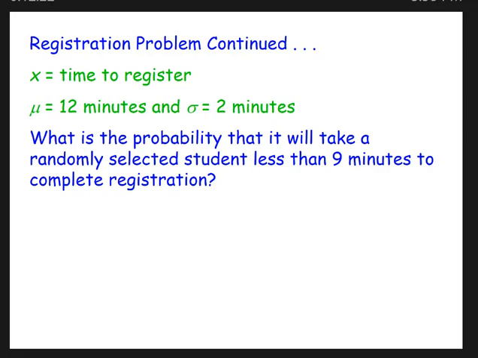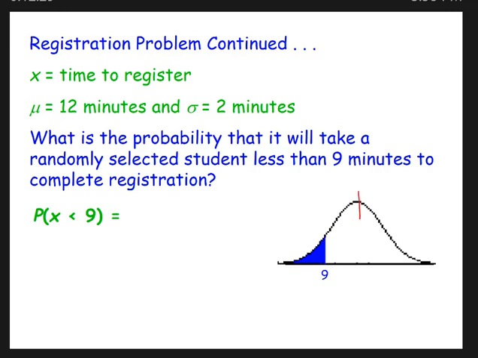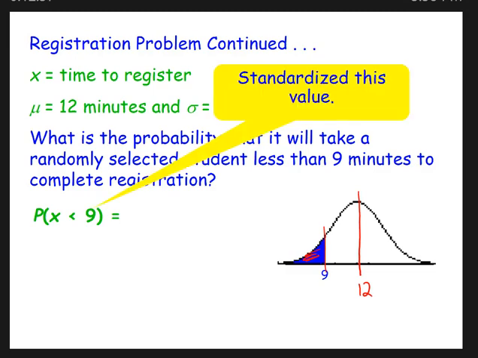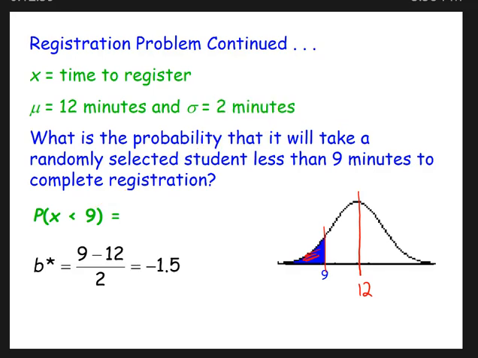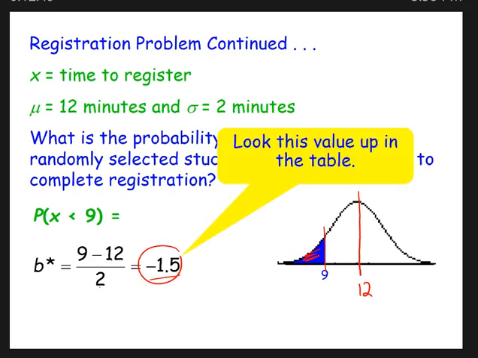What is the probability it'll take a randomly selected student less than 9 minutes? So this is the probability that x is less than 9. So the mean is the center of this curve. That's 12 minutes. 9's over here. We want the probability being less. Well, in order to use the table, we have to find the z-score of 9. We have to standardize it. So 9 minus the mean of 12 is -3, divided by 2 is -1.5. That's the z-score. So what we're finding is the probability that z is less than -1.5.